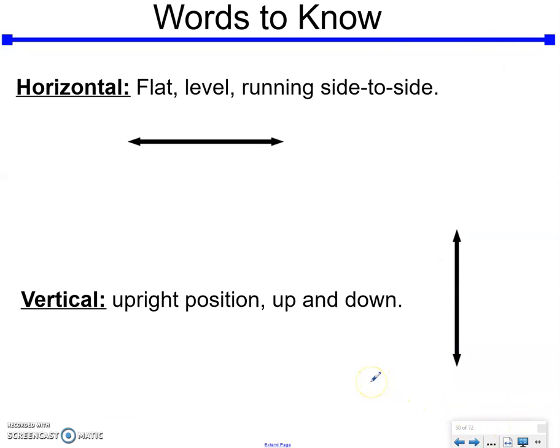We've also learned the words horizontal and vertical. Horizontal means flat, level, or running side to side. This line here is a horizontal line because it runs side to side. Vertical is the opposite of horizontal. It means up and down or in the upright position. This line is a vertical line because it goes up and down.